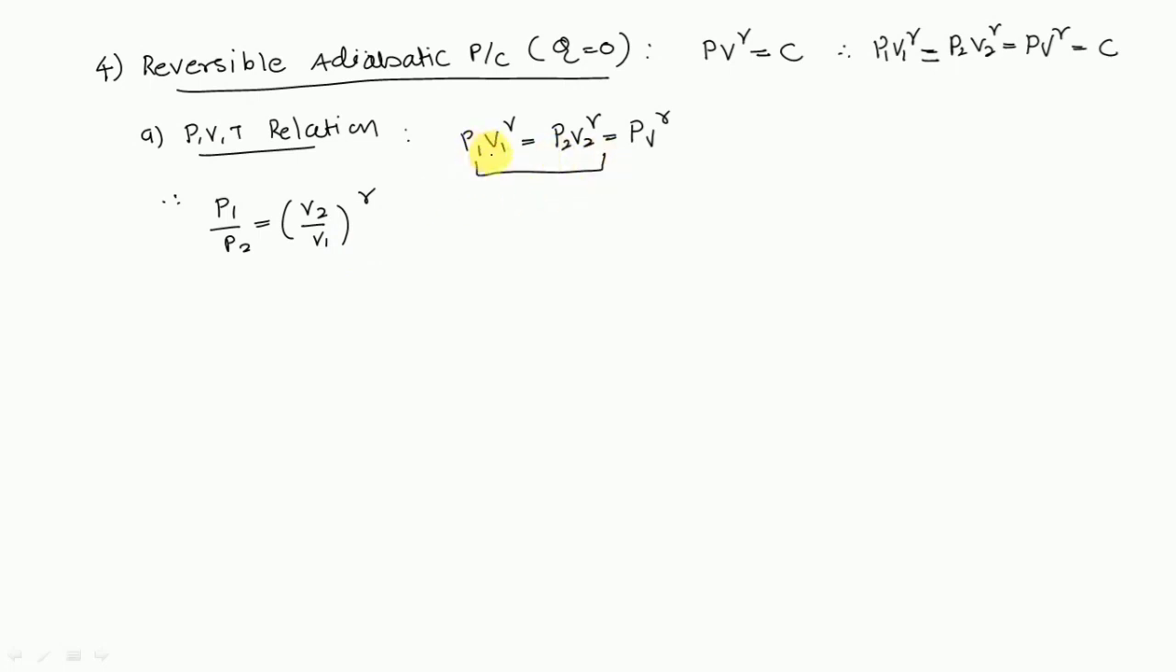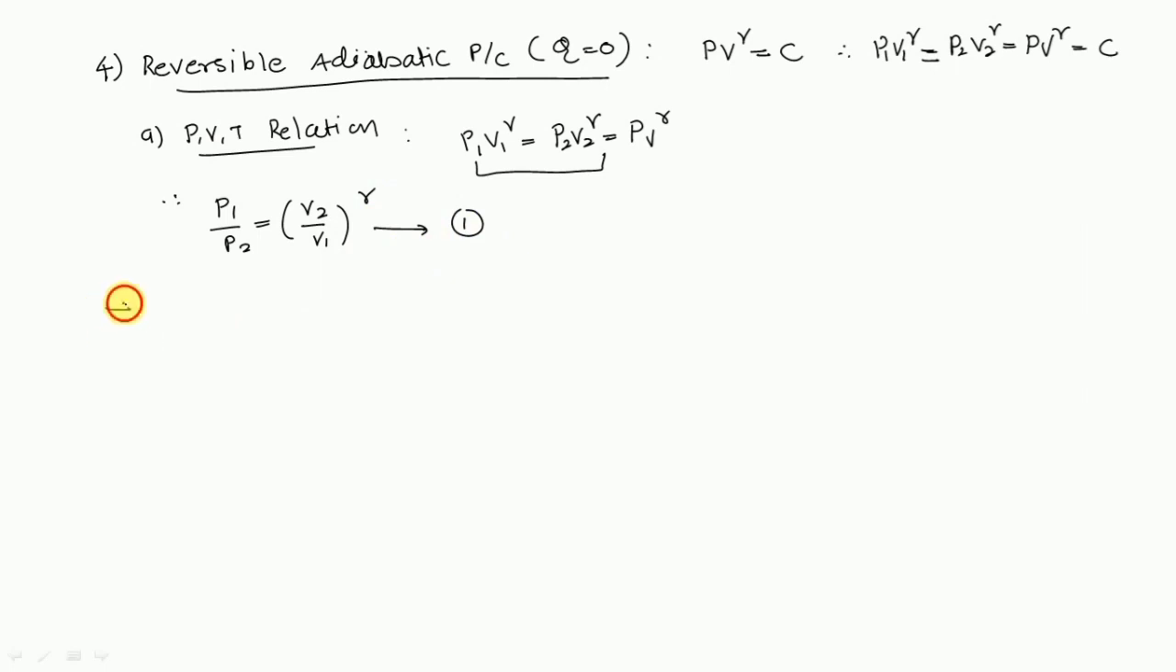P1 by P2 is equal to (V2 by V1) raised to gamma. The power is common, so we put it on both terms. Here, this is equation number 1.